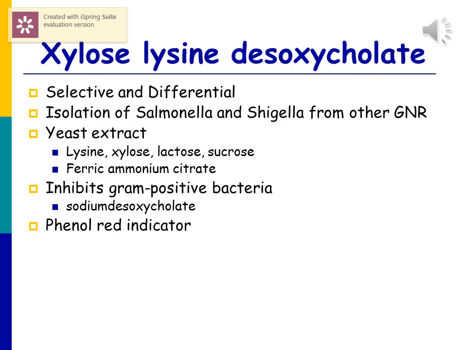XLD, or xylose lysine deoxycholate agar, again is selective and differential. It also allows isolation of Salmonella and Shigella from the other normal gram-negative rods. It's a yeast extract base. It contains lysine, xylose, lactose, and sucrose, as well as the ferric ammonium citrate so that you could see hydrogen sulfide production. It inhibits gram-positive bacteria with the addition of sodium deoxycholate, and the indicator in this media is phenol red. So XLD, the agar, is a reddish color, and if you ferment, you get a yellow color.